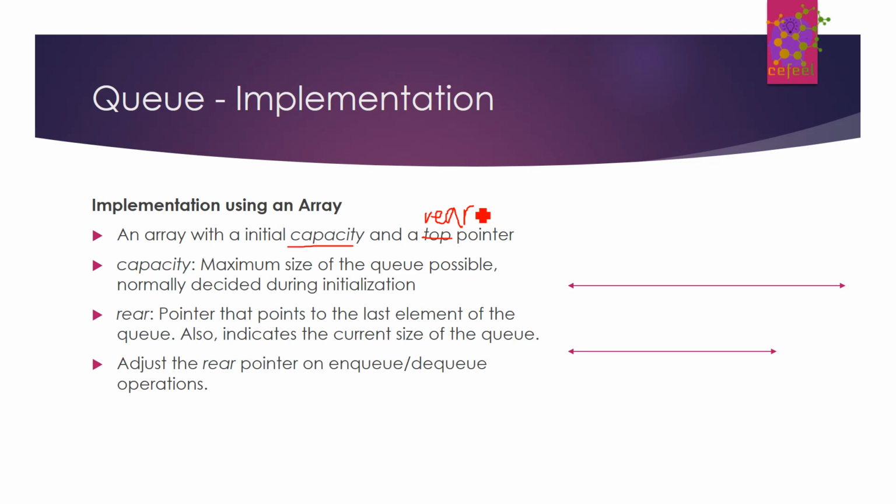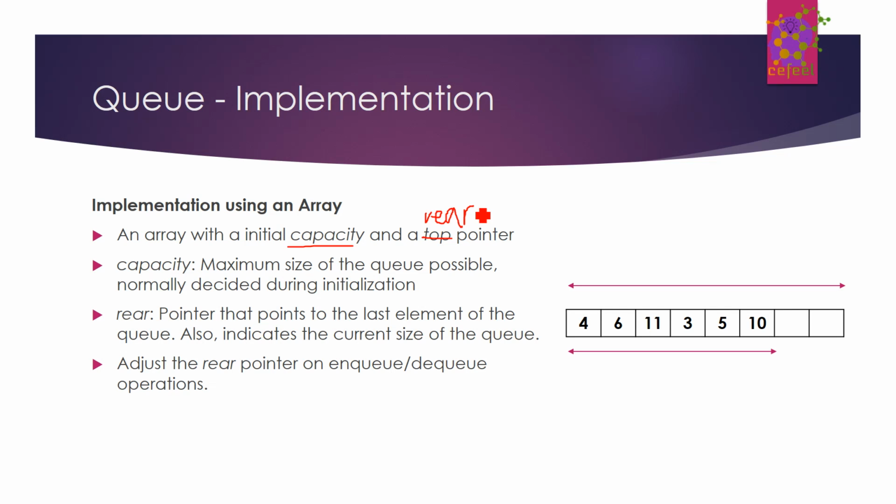and it also indicates the current size of the queue. And what we necessarily do is, when we are executing the operations enqueue and dequeue, we just need to move or insert the items and then adjust the rear pointer so as to indicate where the current last element in the queue is.